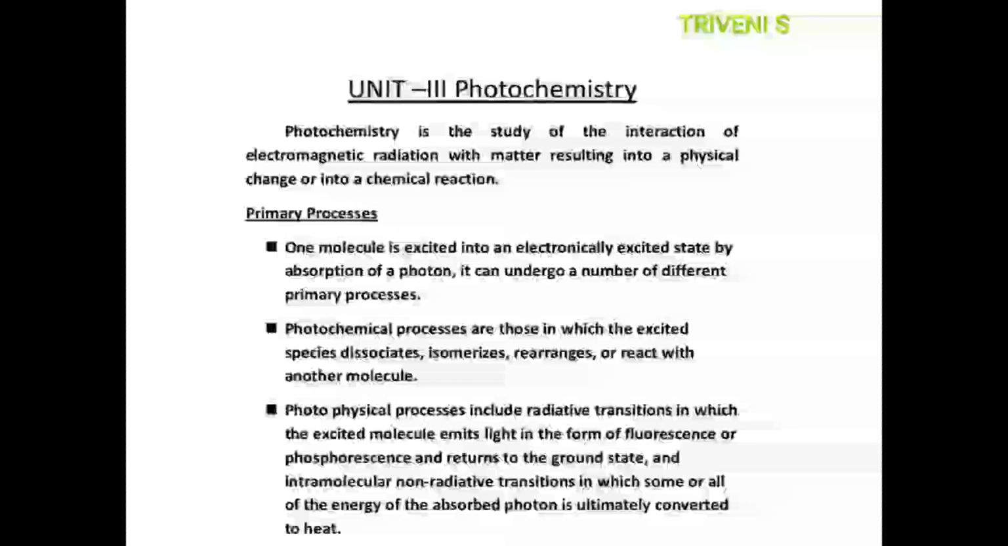Another process is the photoelectric effect. Photoelectric effect means if a high amount of energy is absorbed by the electrons, the electron may leave the atom completely. The high amount of energy is absorbed, the electron may leave the atom completely. Such a process we call the photoelectric effect.